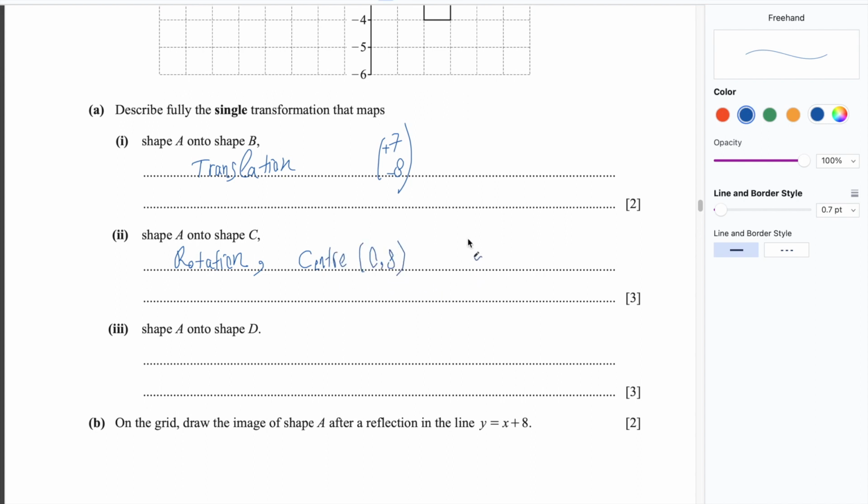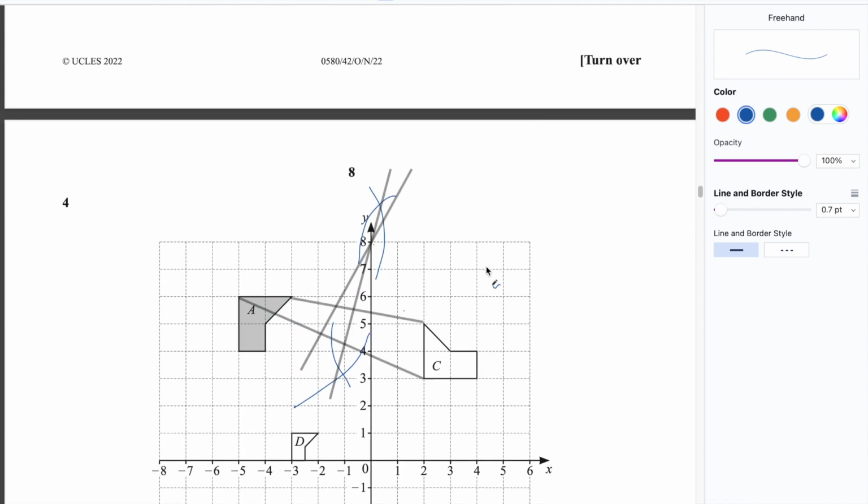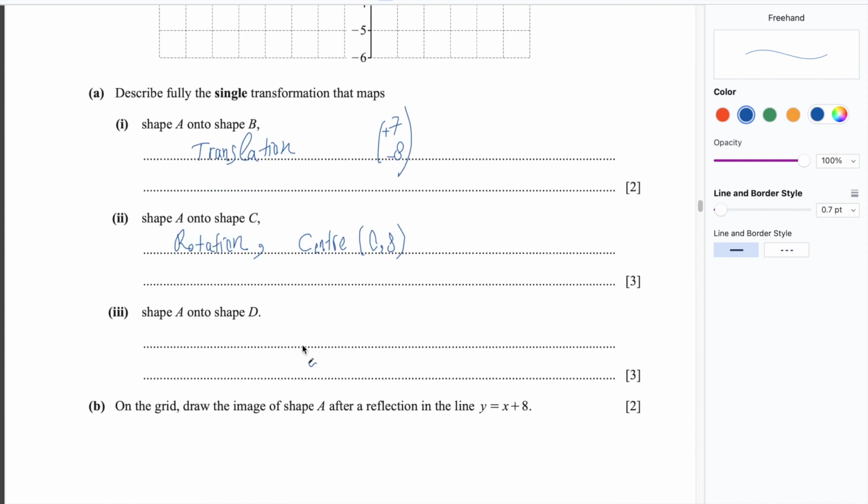Now, the next point to be mentioned is the angle of rotation. In order to find the angle of rotation, choose one point and its image, then join them to the center. As you see, this angle is 90 degrees, and it has been rotated in this direction. So it will be 90 degrees anti-clockwise.